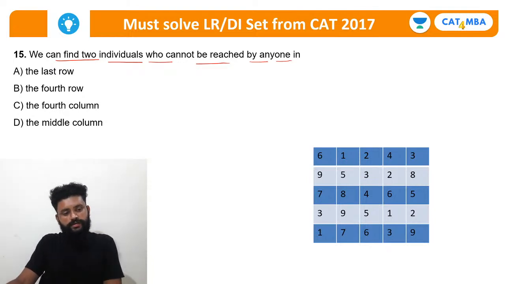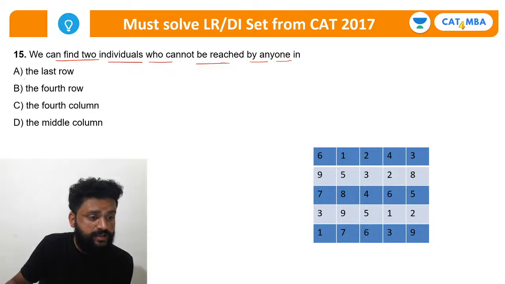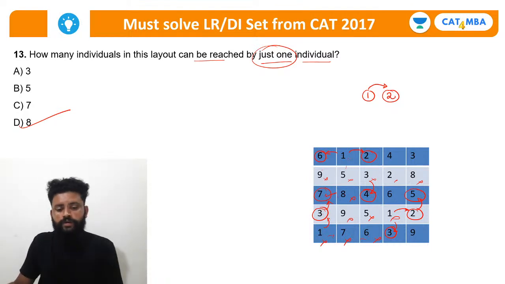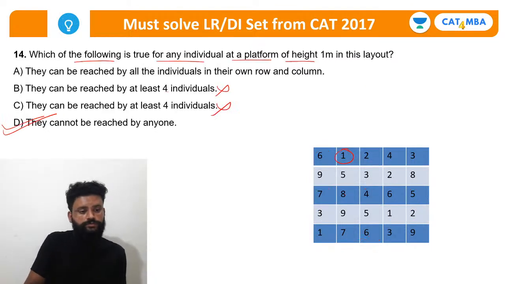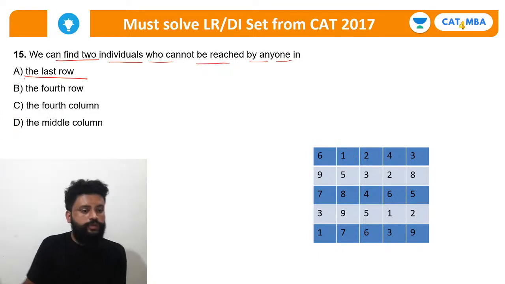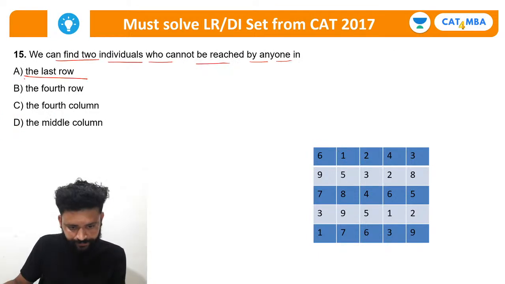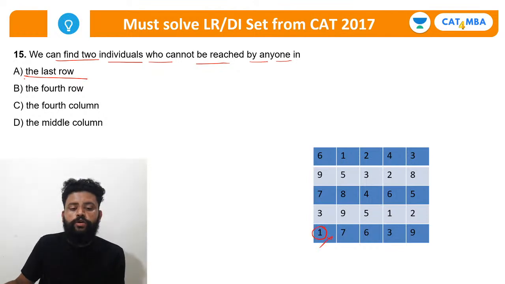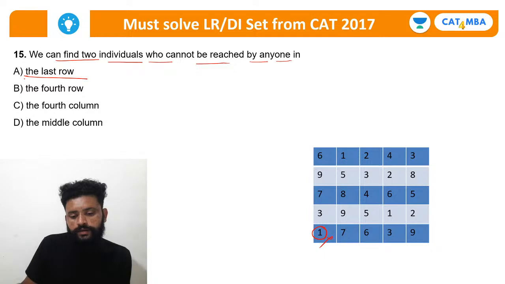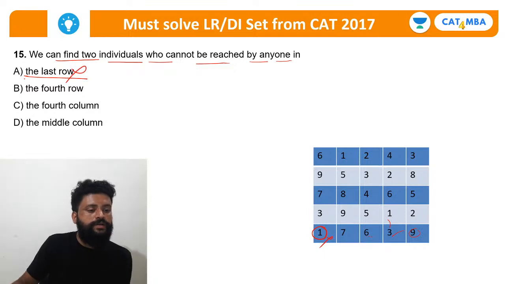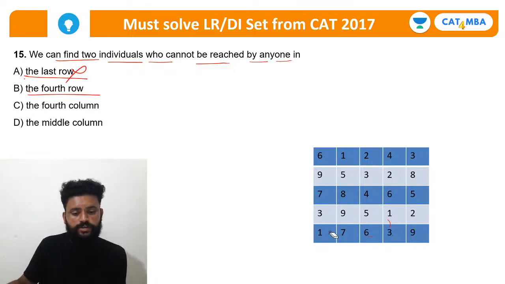Two individuals जो किसी से नहीं जा सकते. In the last row, fourth row, column, middle row. So let's talk about the last row. Two individuals who cannot be reached by anyone. One cannot be reached by anyone. Then 7 can be reached by 1 and 6. 6 can be reached by 3. 3 can be reached by 1. 9 can be reached by not possible. Then fourth row.